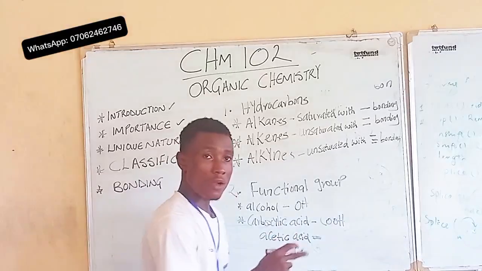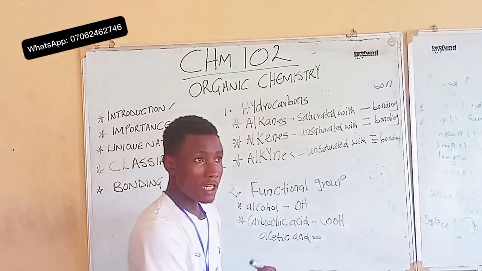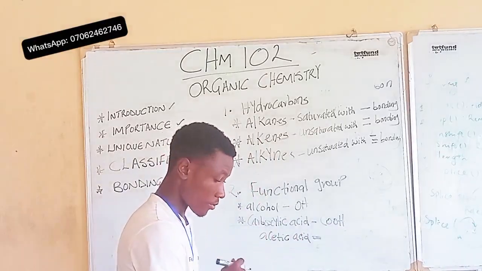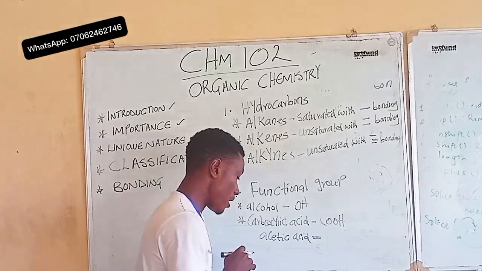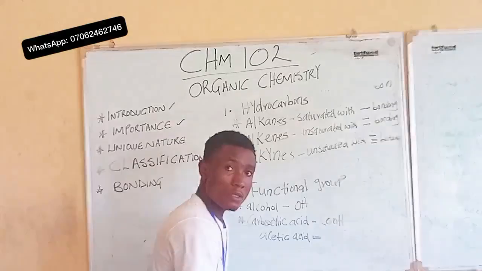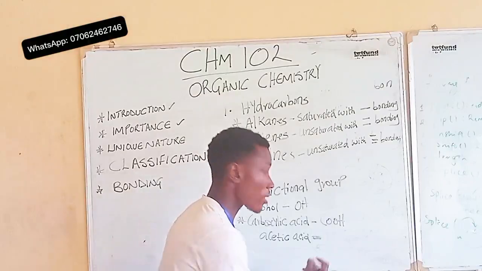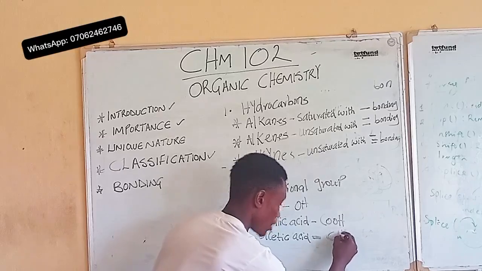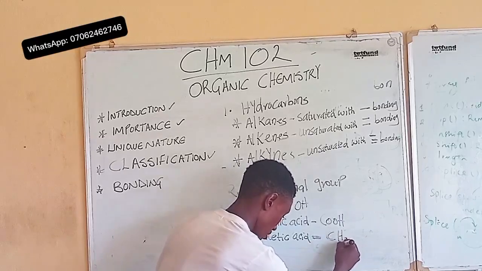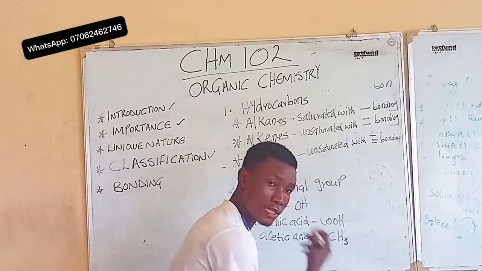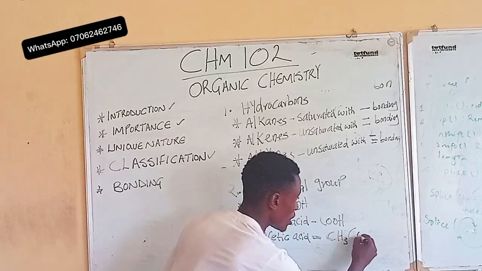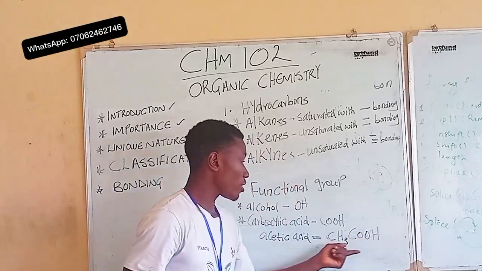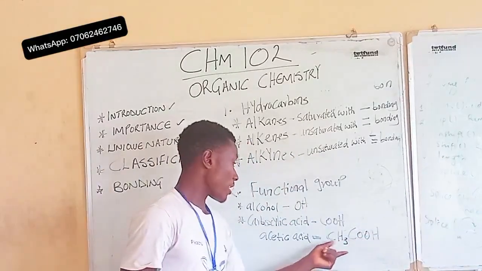What I'm going to use now is a condensed formula. I'm going to talk about it very soon. So we have acetic acid with a condensed formula of CH3COOH. So we have the CH3 and the COOH. This is for acetic acid.